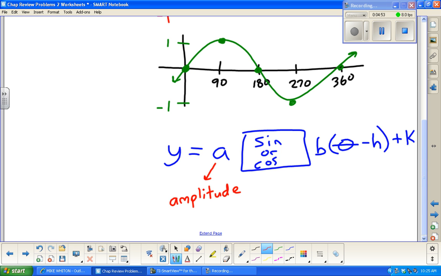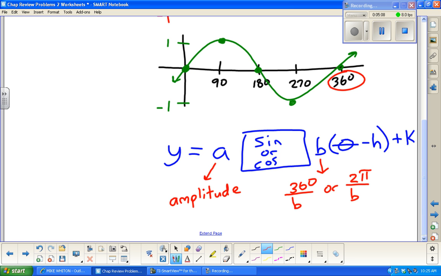Okay, so that'll just make the graph taller. The b will change the period, and in these original ones, the period was 360. If there's a b value there, you just have to take the 360 and divide it by that. Okay? Or if you're in radians, 360 is the same as 2 pi radians.